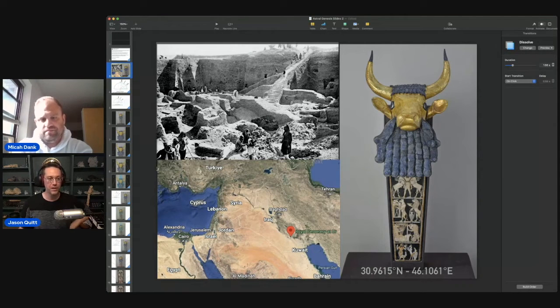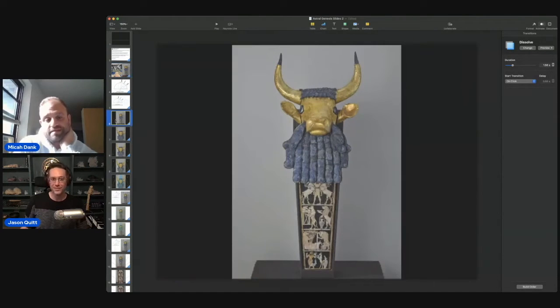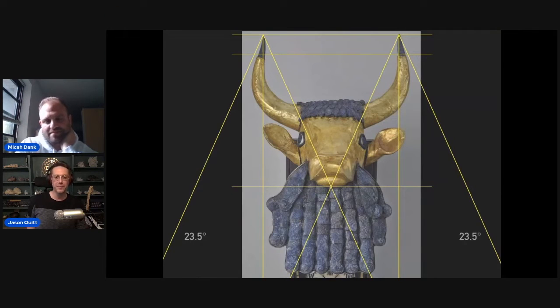So you can see where Egypt is and where Turkey is. Göbekli Tepe is up here. So this whole area. This is the golden calf, guys. This is the golden calf. Like, that's what you're looking at. And you can see there's these 4 sections below it, which has these motifs.